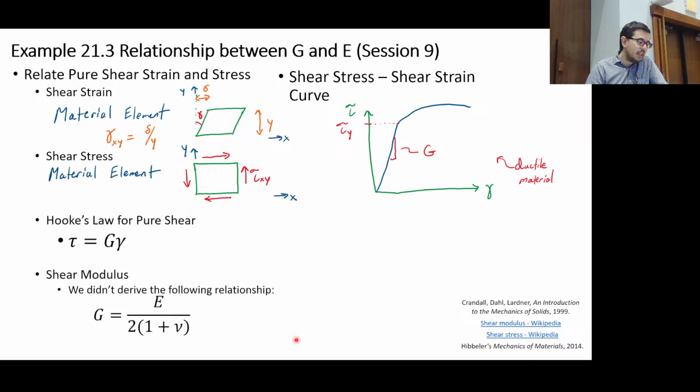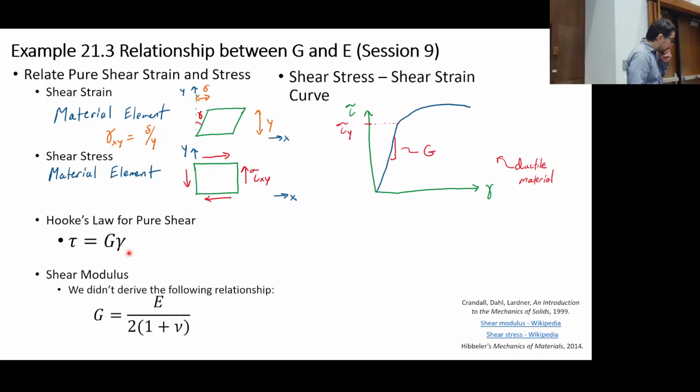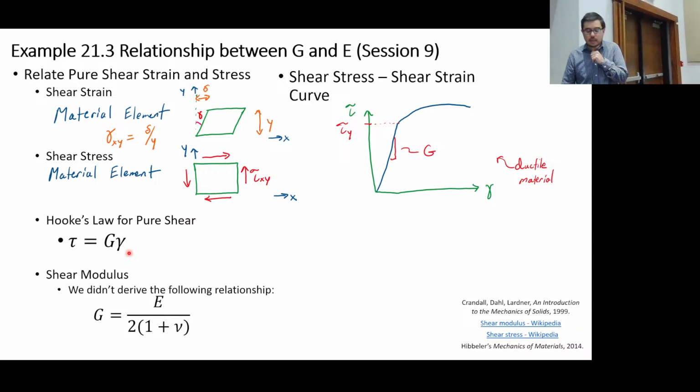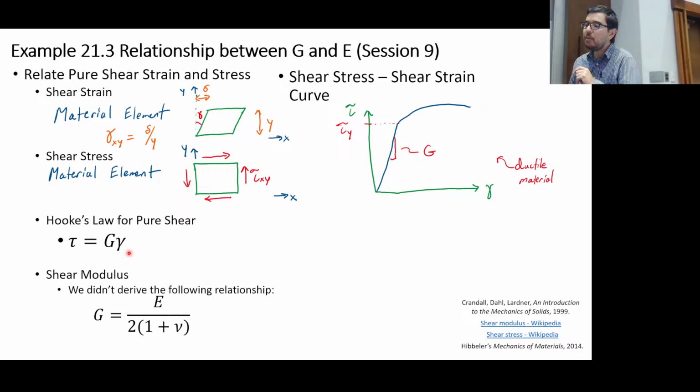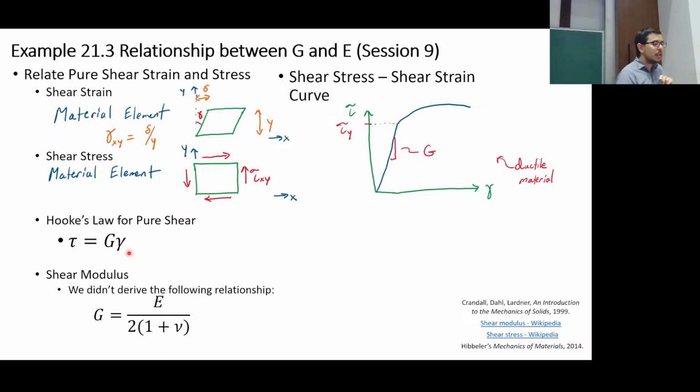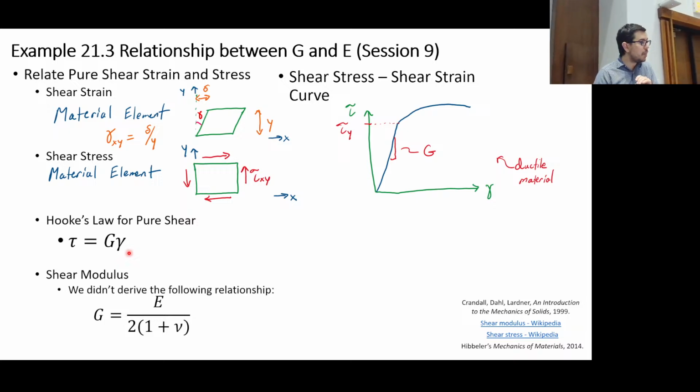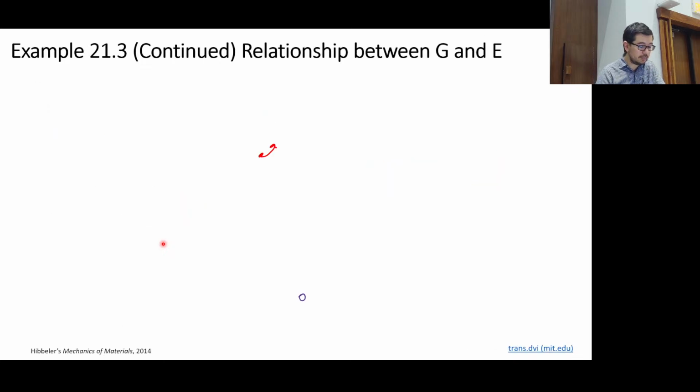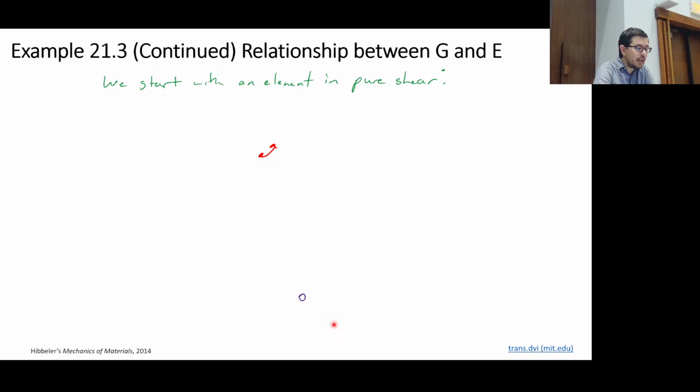I guess it's good to point out that this equation, tau is equal to G gamma, is very powerful, especially for the cases where you have pure twisting and pure torsion. Now, let's do this derivation. We start with an element in pure shear, sorry. So what does that look like?